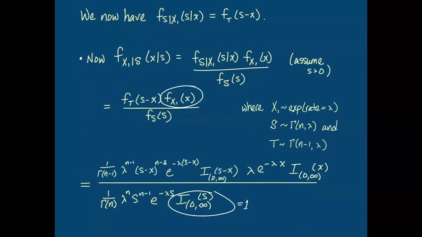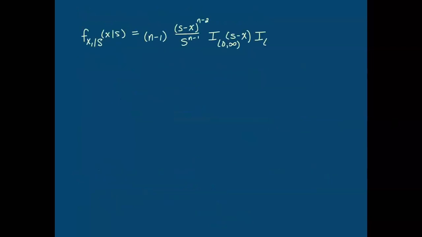We can cancel a lot of things here to end up with the conditional PDF for x1 given s as n minus 1 times s minus x to the n minus 2 over s to the n minus 1, an indicator saying that s minus x is between 0 and infinity, times another indicator saying that x is between 0 and infinity. I think we can simplify this product of indicators.